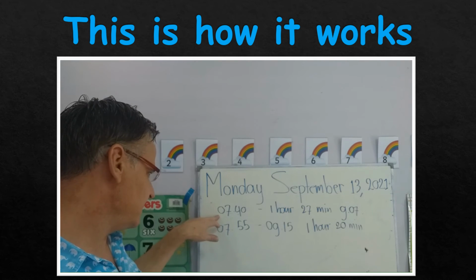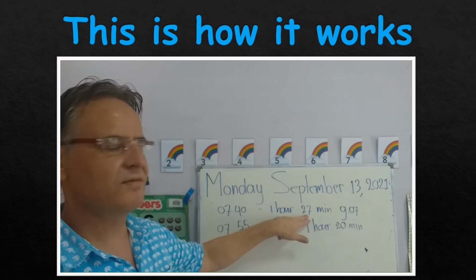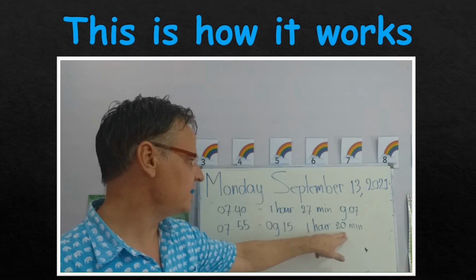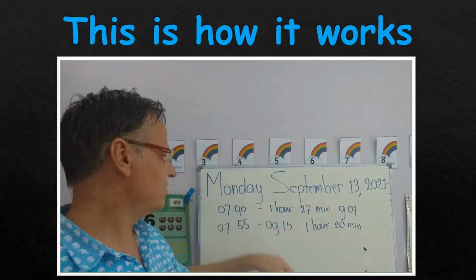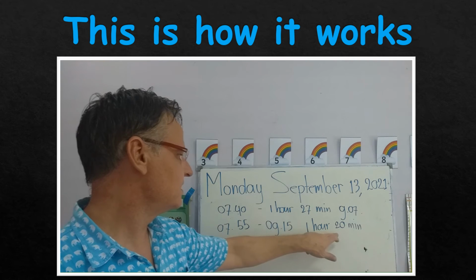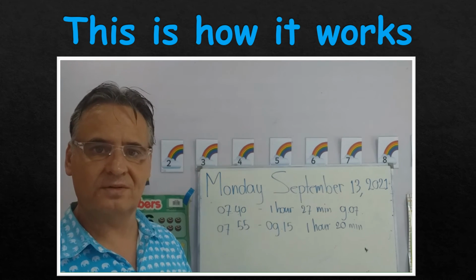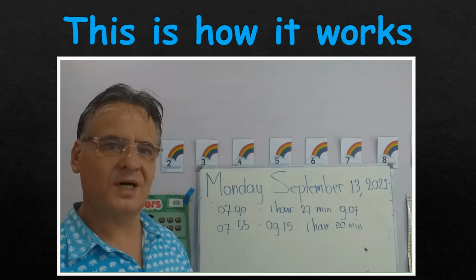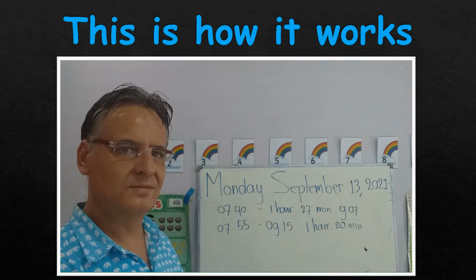It took Sally 1 hour and 27 minutes to get there. And it took Somsak 1 hour and 20 minutes to get there. So it took Sally 7 minutes more to get to the exhibition. Now, it's not so difficult, but let's have a look at another one.